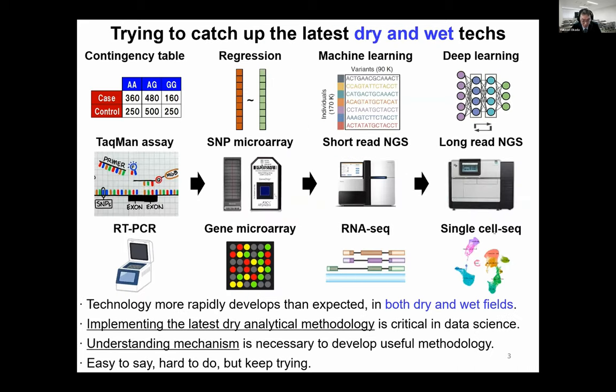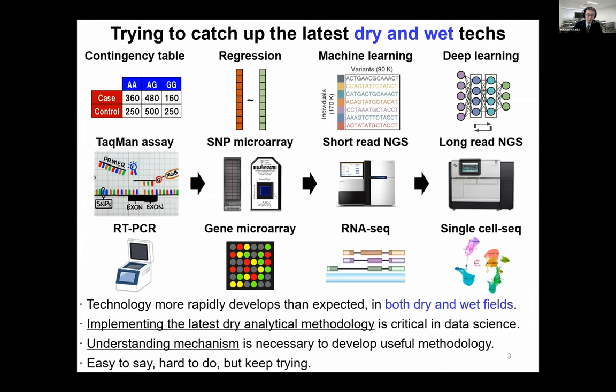To decipher the blueprint of the human genome sequence, catching up to the latest dry and wet technology is really essential. Technology always develops more rapidly than we expect, in both dry and wet fields. Implementing the latest technology is critical. New technology and analysis always give us new science. Understanding the mechanism of this technology is also necessary to develop a useful story. This is easy to say, but how to do it? We just need to keep trying.